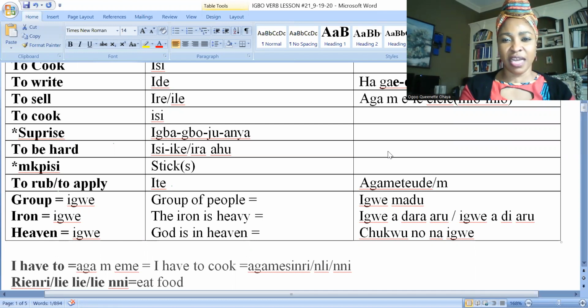Okay, let me see. Chika, I see your hand up. Do you want to answer the question? You know the 3 words? You know how to pronounce them? Yes. Try. Igwe. Okay, Chika, which one is group? No. Igwe is heaven. So which one is iron? No. You tried though, you tried.